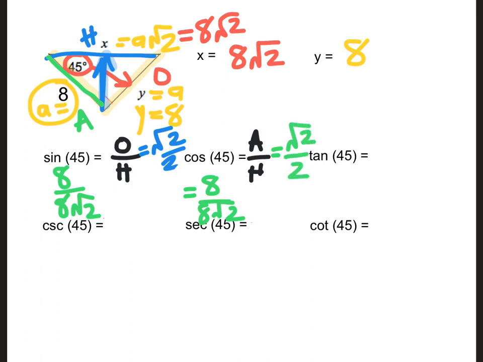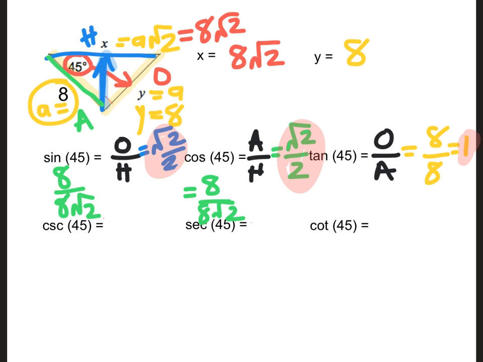And the last one we're going to do is tangent. Tangent is opposite over adjacent. And so my opposite side is 8. So this one equals 8. My adjacent side is also 8. So really this whole thing is going to be equal to 1. So right now we found our sine, our cosine, and our tangent.